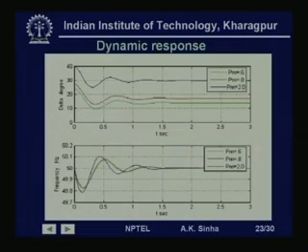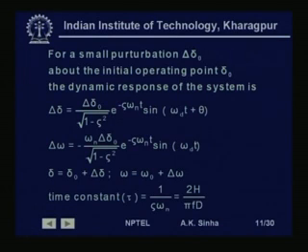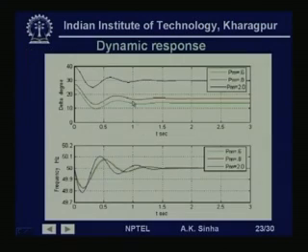Now, if we plot the variation in delta angle and frequency when we give a small perturbation of delta angle to the system, then we will get plots as shown here. These can be obtained by looking at these relationships, delta delta given by this relationship and delta omega given by this relationship. So, we can plot delta with respect to time, and for this particular system we have used delta delta as 10 degrees. So, we have given a perturbation of 10 degrees and we have plotted delta and omega with respect to time, and we get these characteristics.